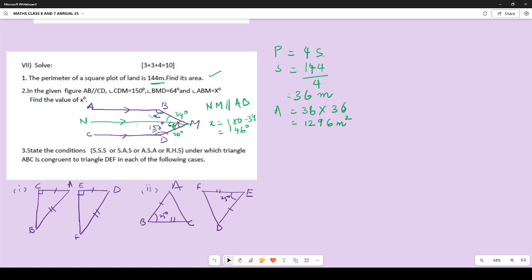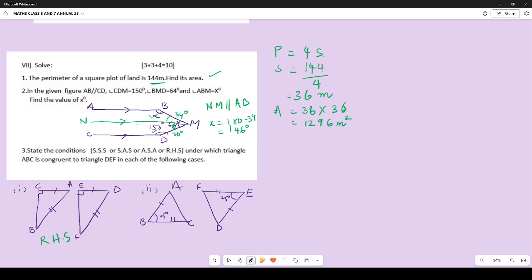Okay, now we come to the very last question. State the conditions under which this triangle is congruent to these two. Over here, what do we see? First and foremost, a right angle. Right angle and hypotenuse we can see, and a side we can see. So here it will be the RHS congruency rule. But you have to give reasons.